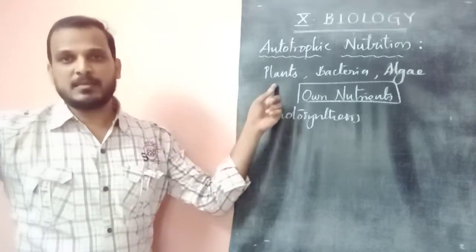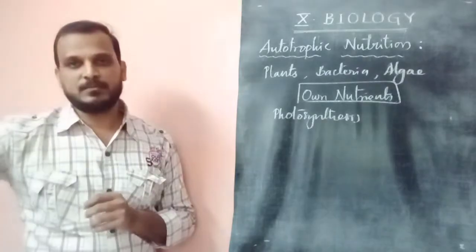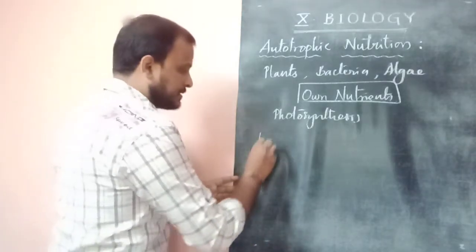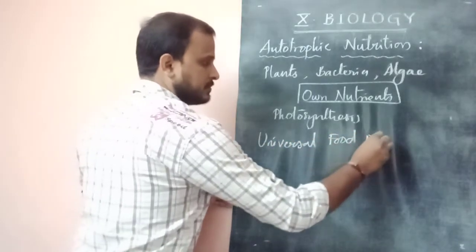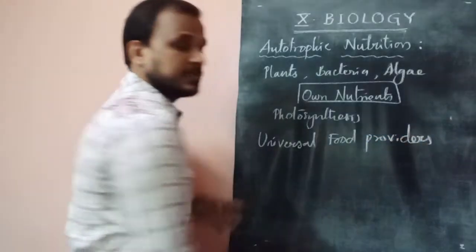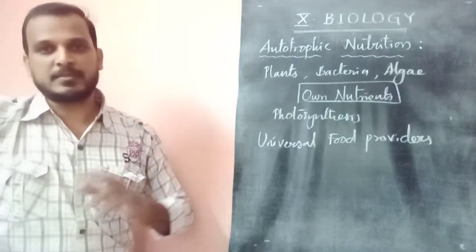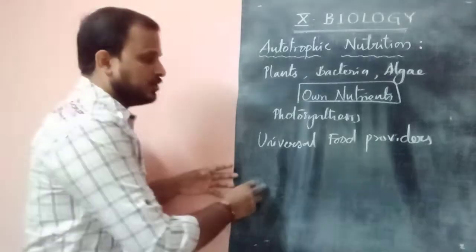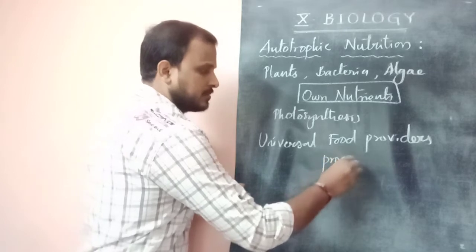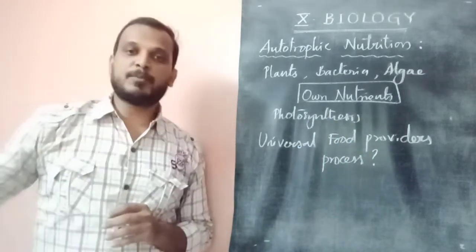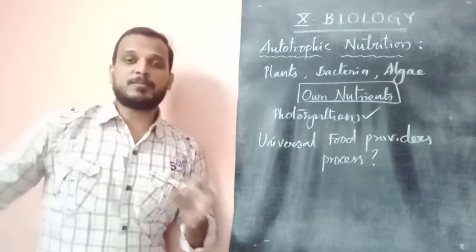So plants and the process of photosynthesis make every other organism live. That's why we call plants universal food providers. Here we can construct two simple questions. Which are called universal food providers? The answer is plants. Which process is called the universal food providing process? Your answer must be photosynthesis. What are universal food providers? Plants.